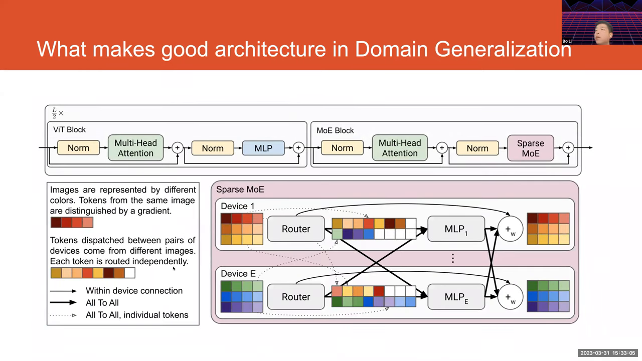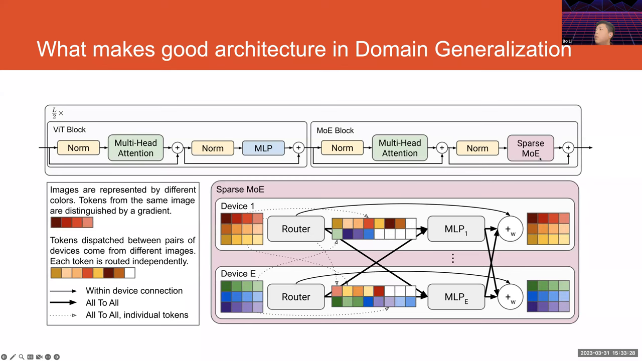So what is the MoE? Basically, you can imagine an MoE as a fat ViT. In each layer, the feed forward layers in ViT, which we shorten as the FFN, is the MLP.